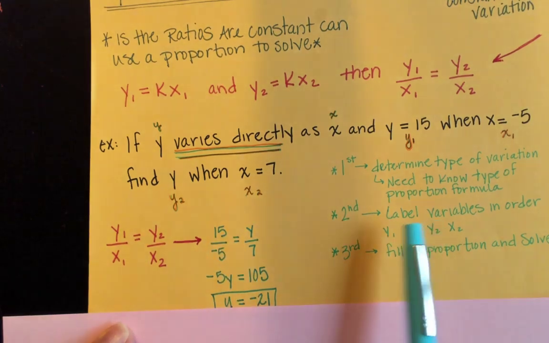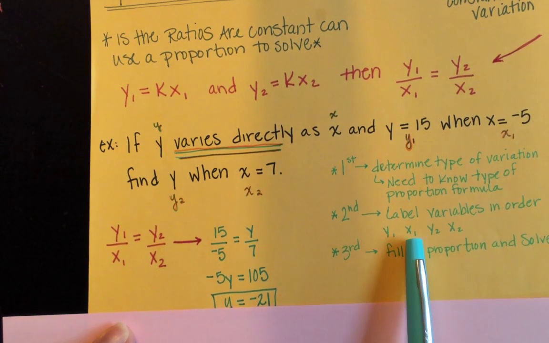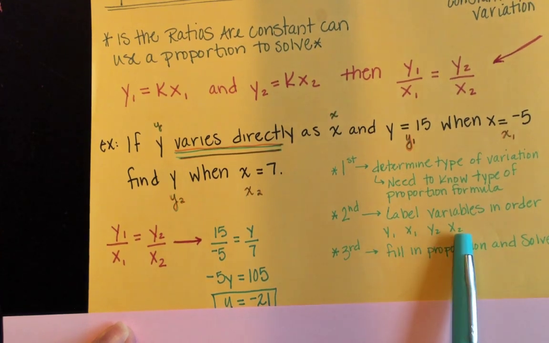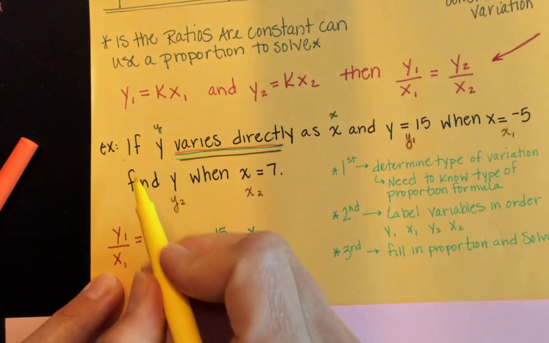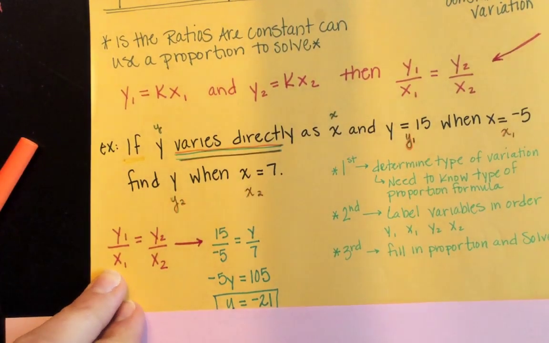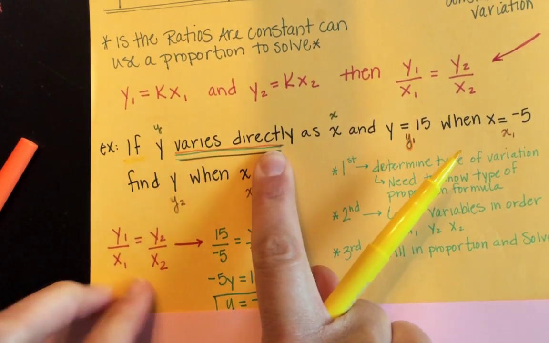Second step is label the variables in order: your y1, your x1, your y2, and your x2. Now, I am going to point out that we have this "if." That's kind of our hypothesis, and in our hypothesis, it tells us what the variation is. So that's where our formula comes from.